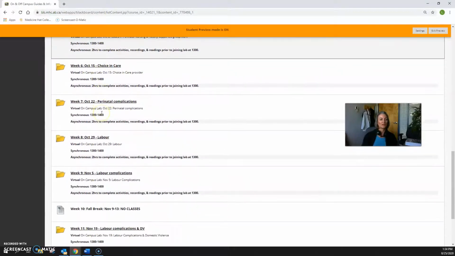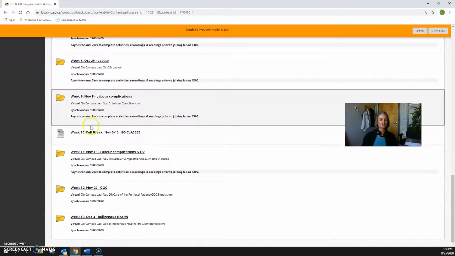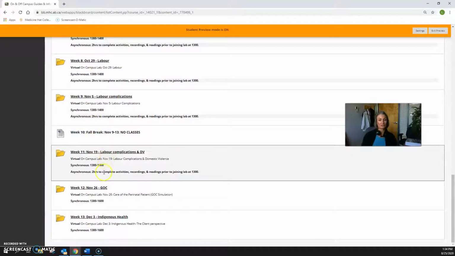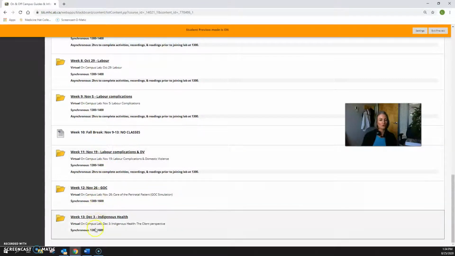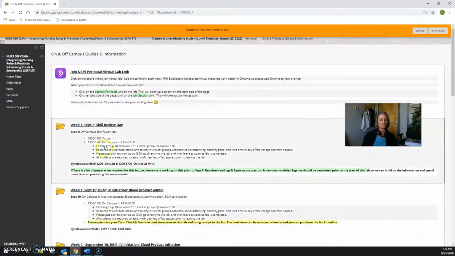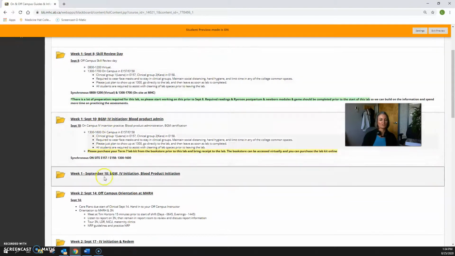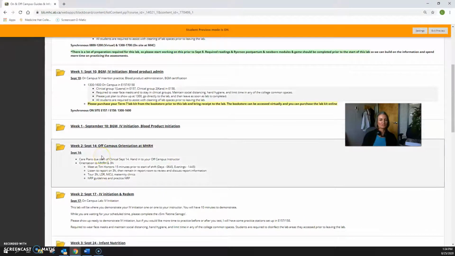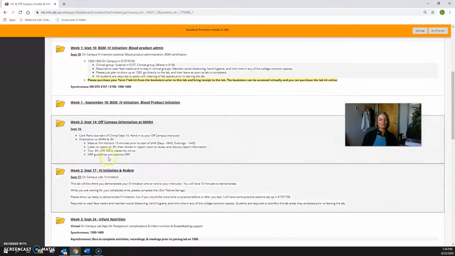And there are going to be labs where you need to be here synchronously, in person, live, for the whole time. So certainly the November 26th Goals of Care Lab will be here the whole time. Our December 3rd Indigenous Health Lab, we're here the whole afternoon. And then our first few weeks, definitely September 10th and September 17th, we are going to be here the whole time as well.